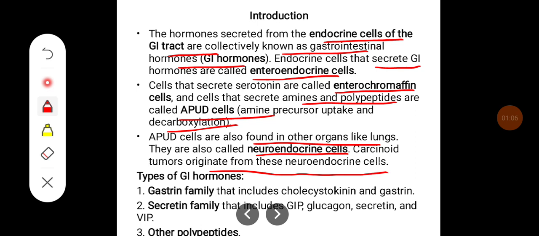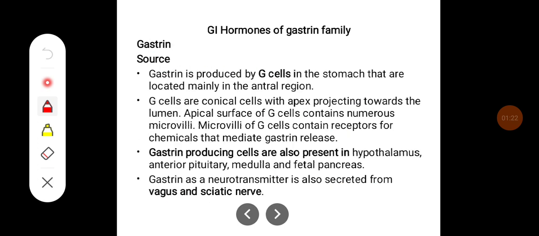The types of GI hormones are divided into the gastrin family, the secretin family, and other polypeptides. The gastrin family includes cholecystokinin and gastrin. The secretin family includes GIP, glucagon, secretin and VIP. Among the GI hormones of the gastrin family, the first one is gastrin.